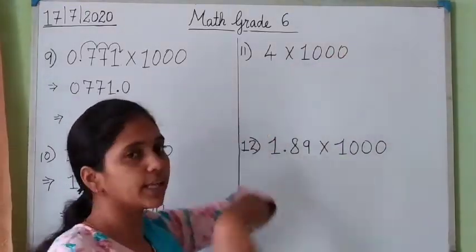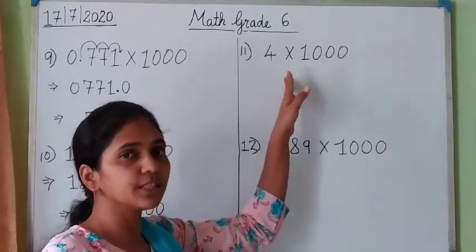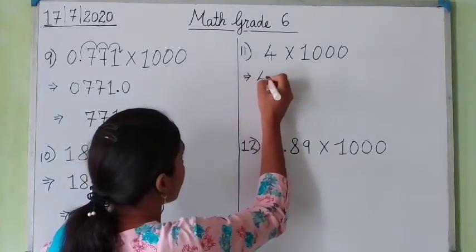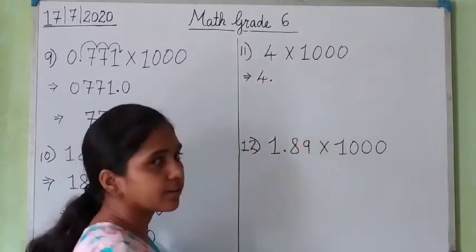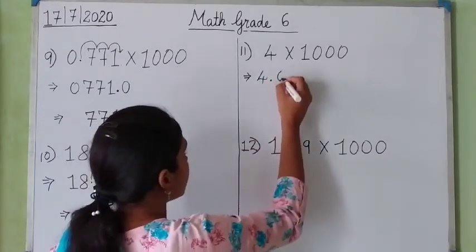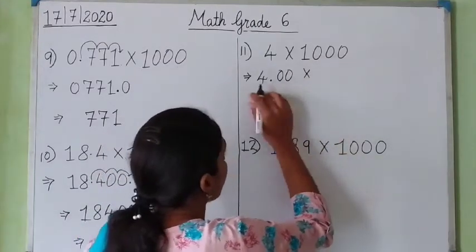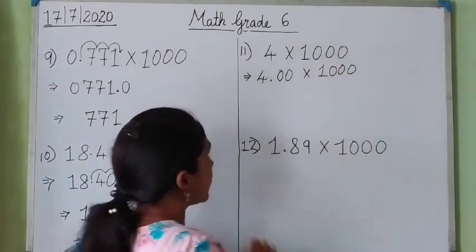Now the next, the 11th one, the number is 4 into 1000. Here you can see that there is no decimal point. If any number does not have a decimal point, where is the decimal point? The point is after the number. So if there is no decimal point, the point will be here, and after that there are all zeros. So this is 4.00 into 1000.